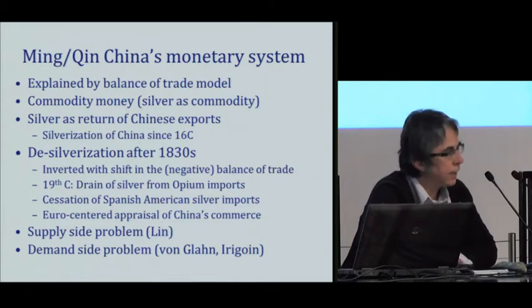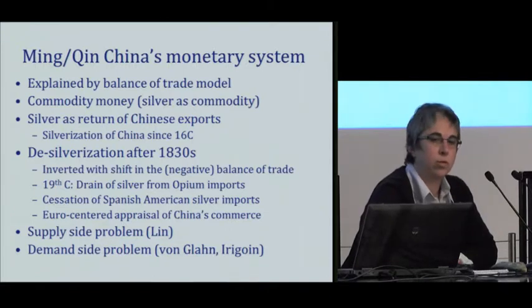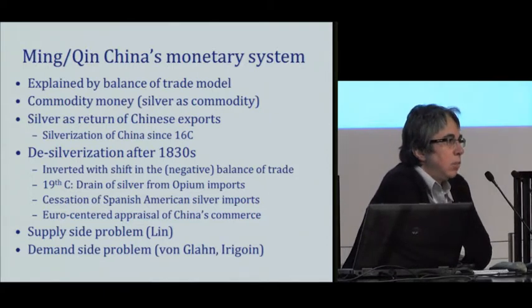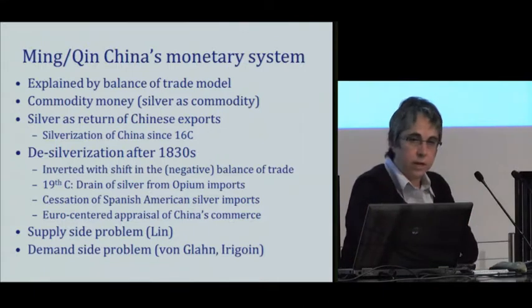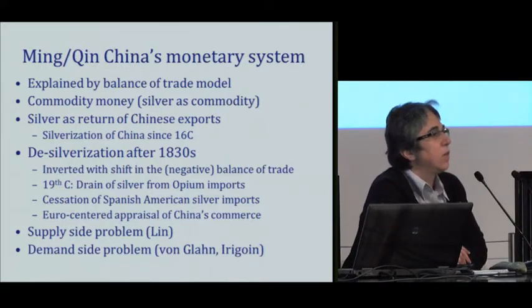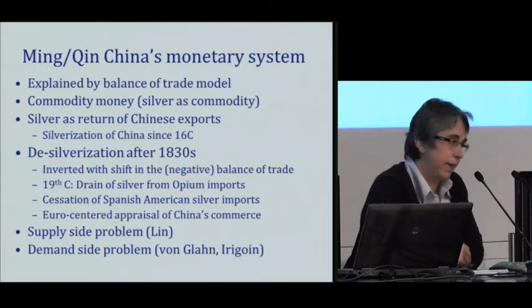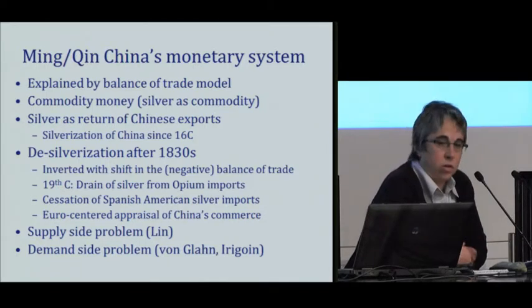So traditionally, or conventionally, China's monetary history is explained through this balance of trade model that takes silver as a commodity money, and explains the monetary development as a result of the balance of trade, or the Chinese exports, as silver is the return for Chinese silk, cotton, China, and so on. That has explained the silverization of China since the 16th century, and the desilverization of China by the 1830s.